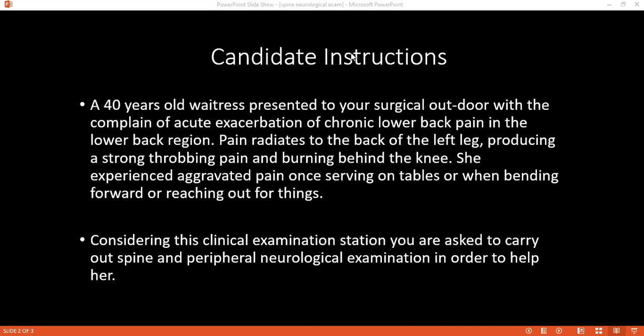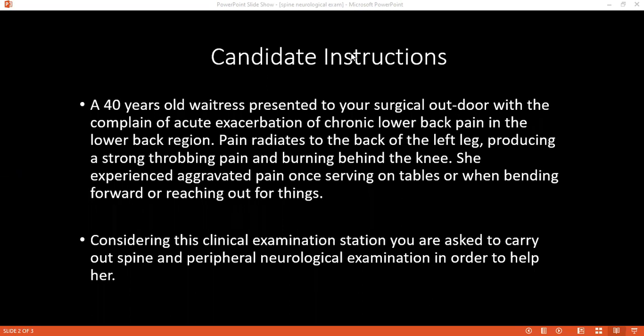I will check the reflexes of the lower limb, which include the ankle reflex and knee reflex. And I'll check for clonus by gently pushing the ankle joint dorsally, and I will check for rhythmic contraction of the foot.